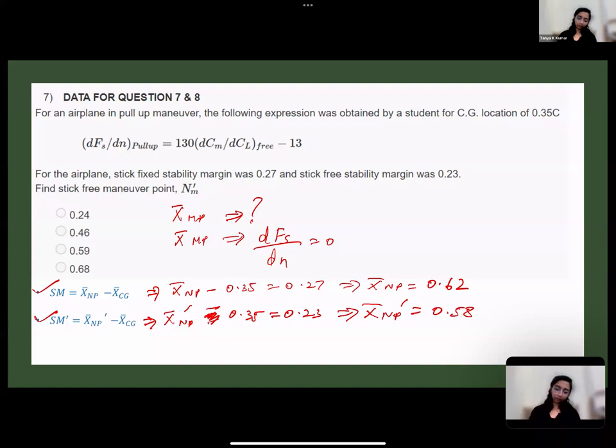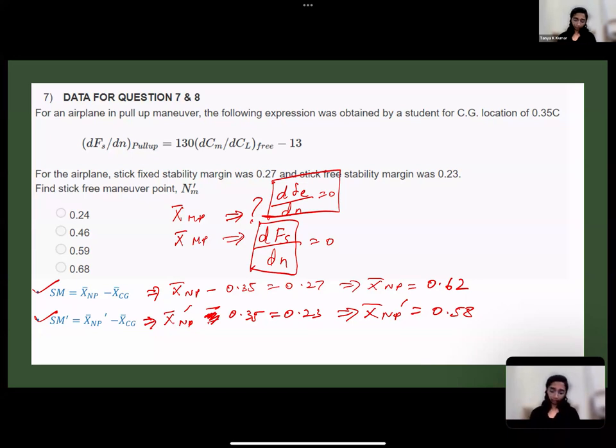Okay. Do you remember d delta E by dn equal to 0? I think this was one of your assignment questions from week 5, if I'm not wrong. Week 5 or week 4? It's d delta E by dn, right? This is how the maneuver point was defined until you came up with the stick-free case. For the stick-free case, dFs by dn equal to 0, the CG location at which dFs by dn equal to 0.